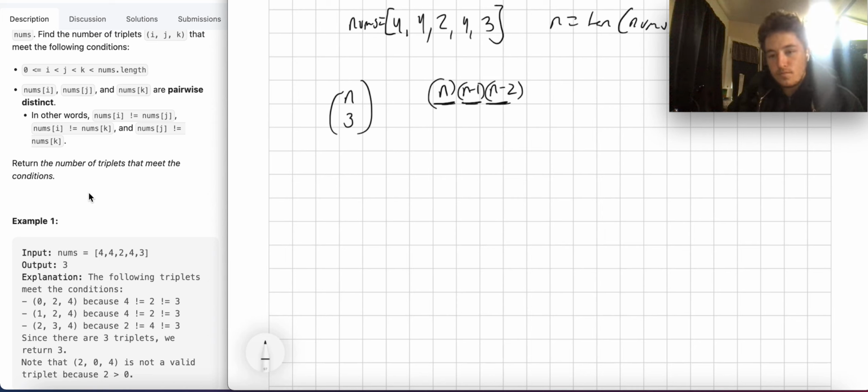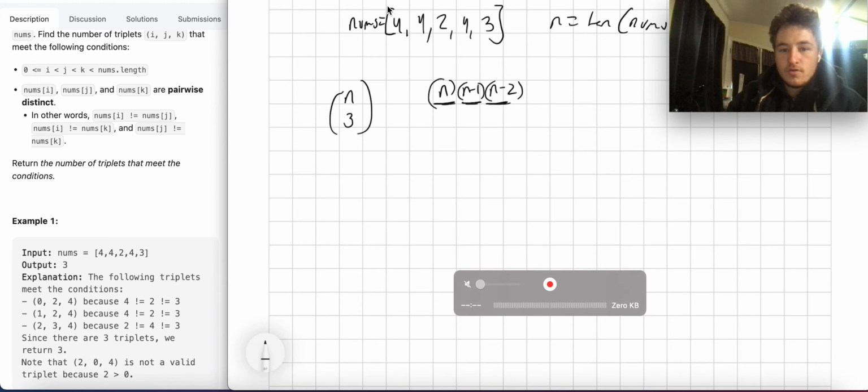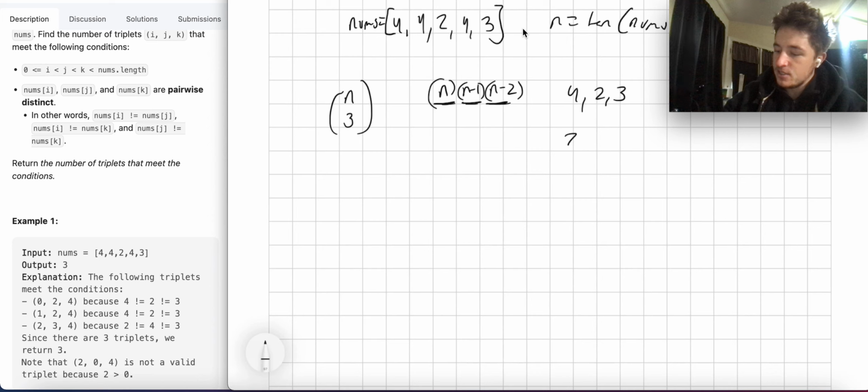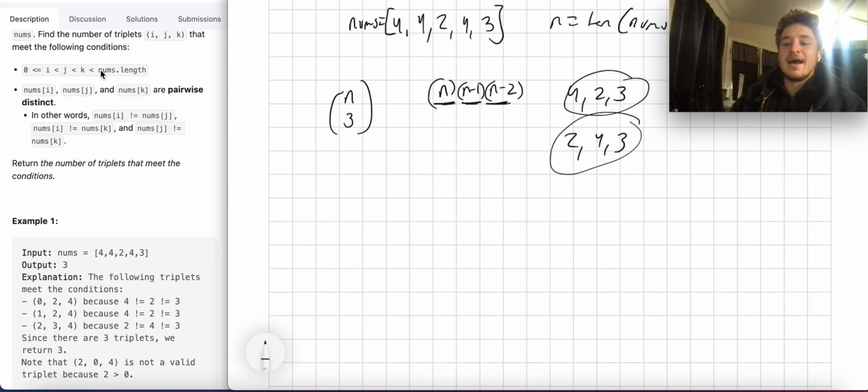But we can't overcount, right? Because selecting 4, 2, and 3 is the same as selecting 2, 4, and 3, because the order doesn't matter, right? And that's essentially what this means here. So we don't want to overcount by saying that these two things are different. So we need to divide out the number of ways that we can count the same thing in multiple positions.